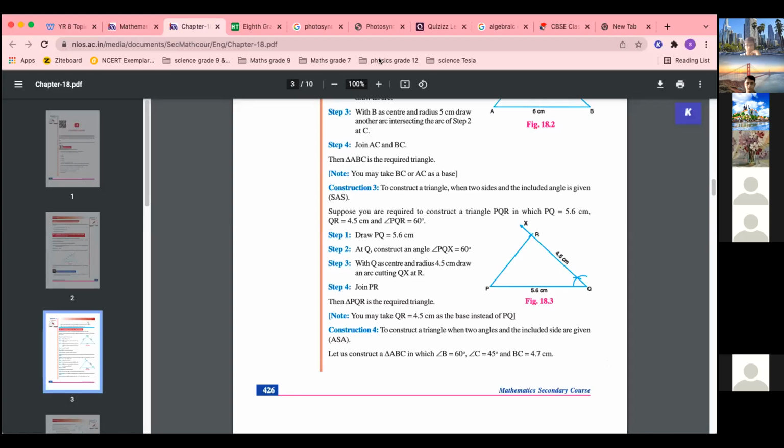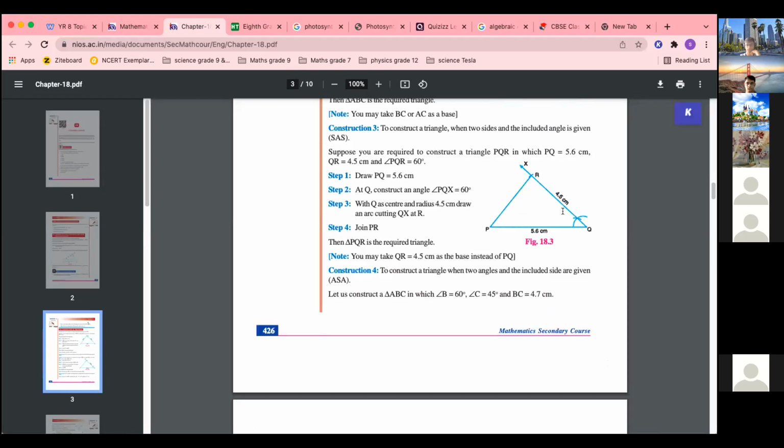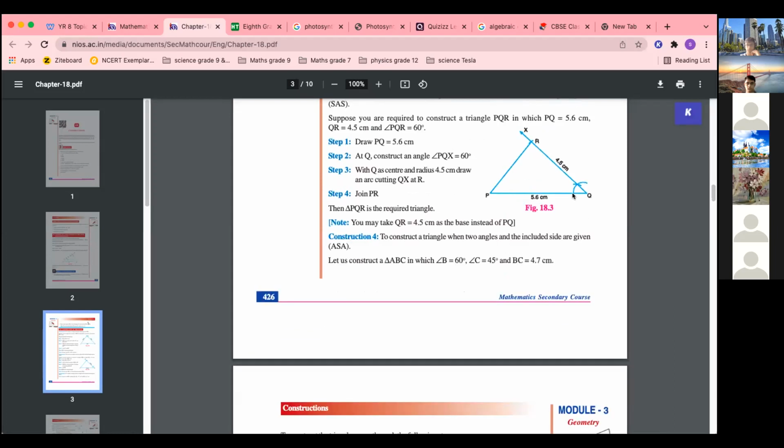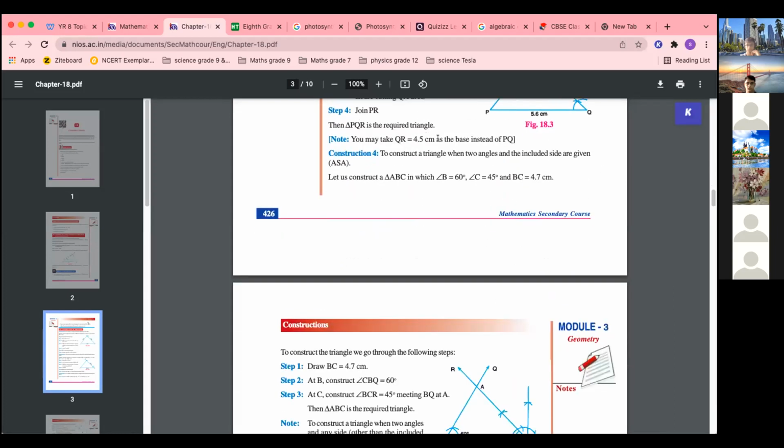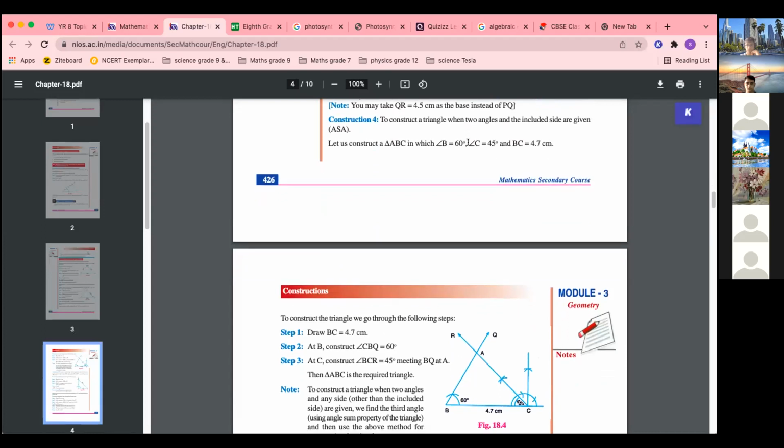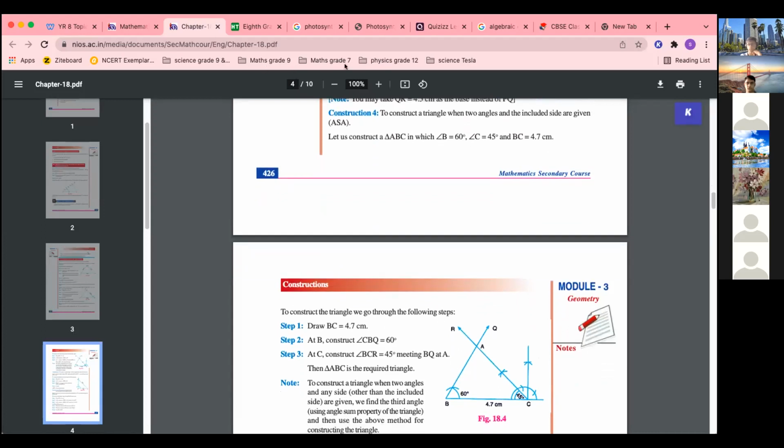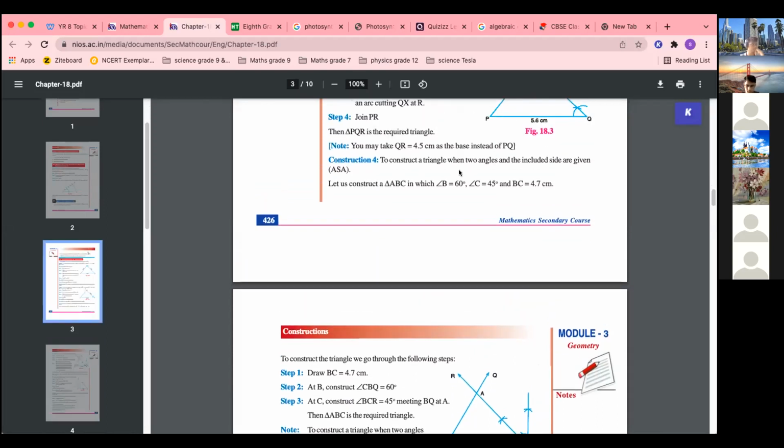Next. So when two sides and one angle are given, you have to draw this way. If you don't know how to draw the angle, use a protractor and draw the angle. You can use a protractor and draw the angle. Now everyone knows, so if you don't, you can use it. Now let us construct a triangle when two angles and the included side, that is ASA, are given. So three things have to be given to draw a triangle.